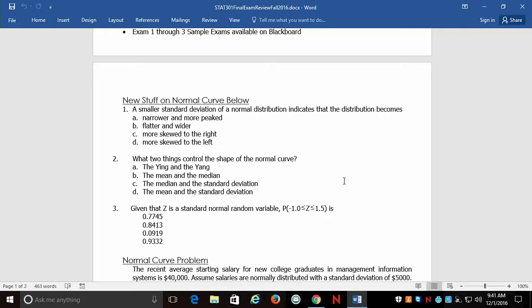I also told you I'd give you some Z lookups, right? So you'll have to do some Z lookups in the multiple choice. Given that z is a standard normal random variable, what is the probability z is between negative 1.0 and positive 1.5? So if we draw this, it's that area. So how do we do that when we have a between situation? Explain to me what we do there, Evan.